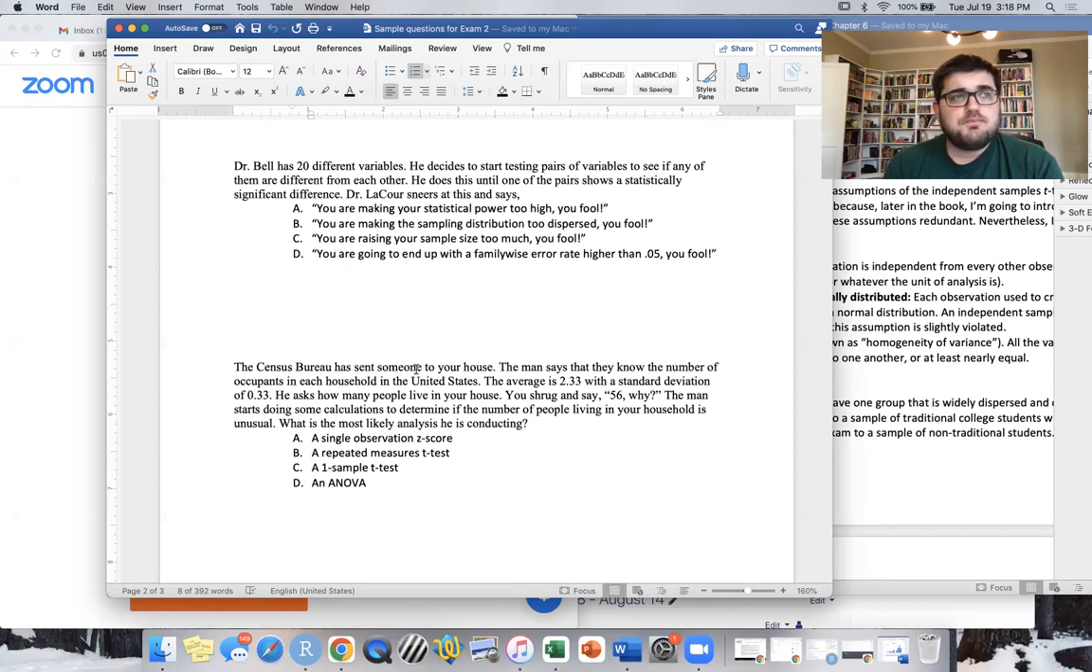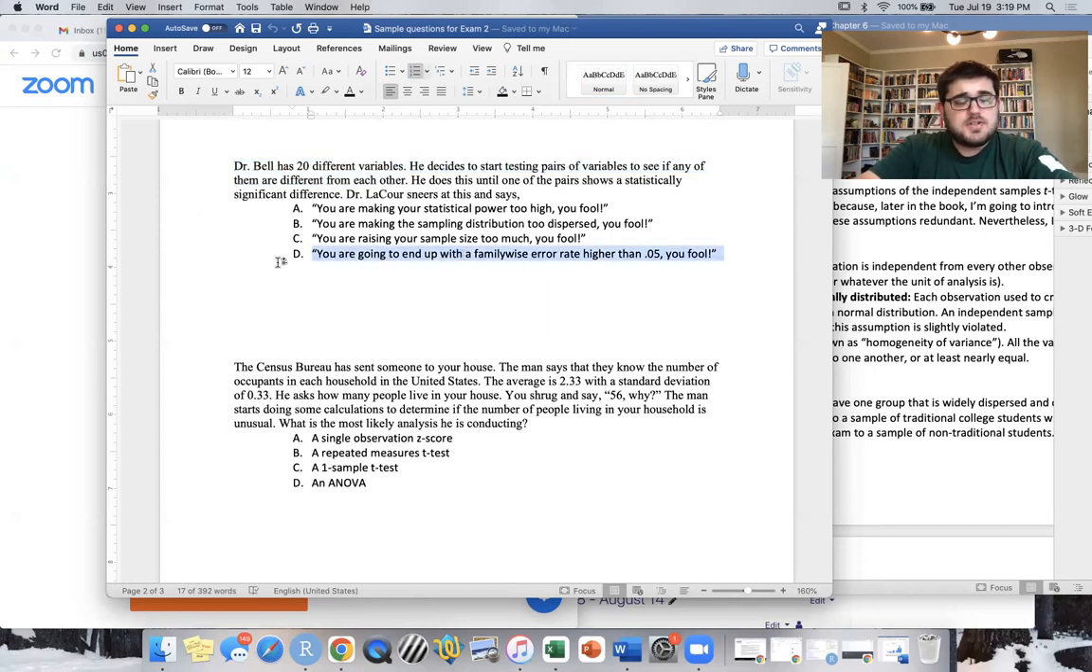So you have 20 variables to pick from. You can go and do statistical tests on each and every one and keep looking for something that's statistically significantly different. He does this until one of the pairs shows a statistically significant difference. Dr. LaCour sneers at this and says, well, something's going wrong here. When you take one data set and you keep doing test after test after test, waiting for something to come out statistically significant, we call that increasing the family-wise error rate.